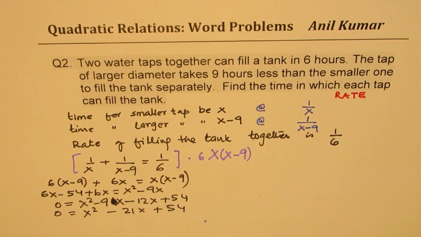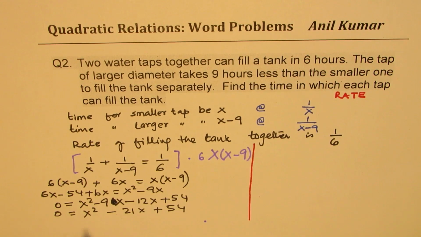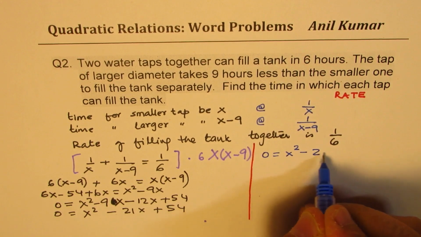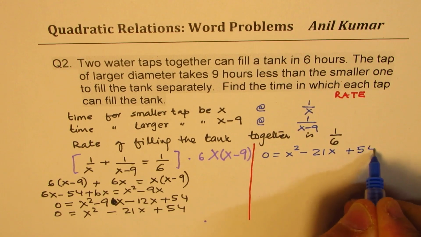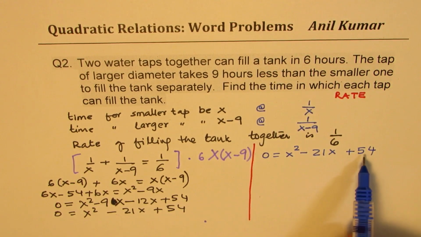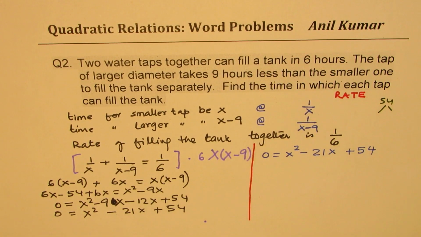You see that? So now we are going to solve this particular equation by factoring. So let's bring it together on this side. I'll use a different ink now. We have 0 equals x squared minus 21x plus 54. Now it is a question of getting two numbers which multiply to give us 54 as a product and sum to minus 21. How do we do that? So let's take 54 and find the numbers which could do the magic for us.